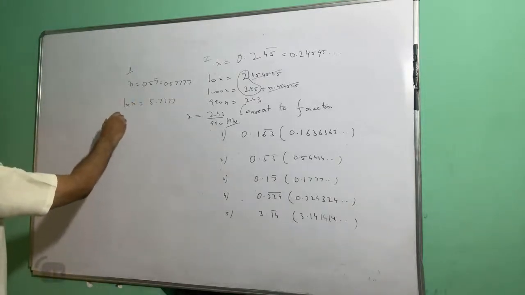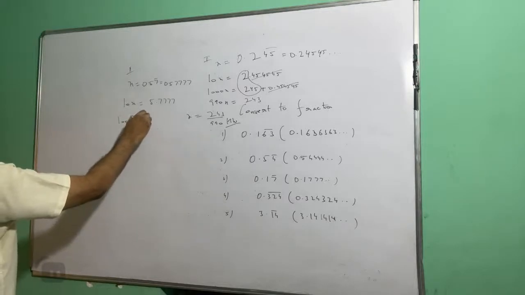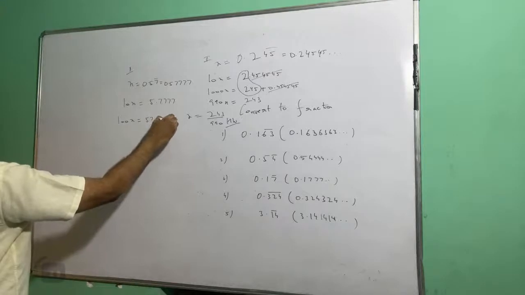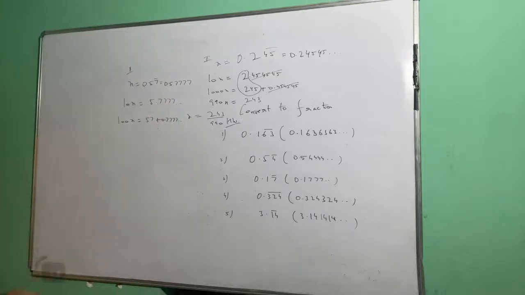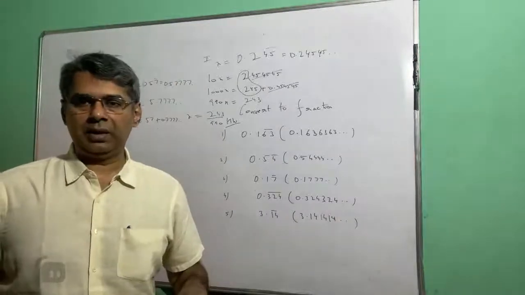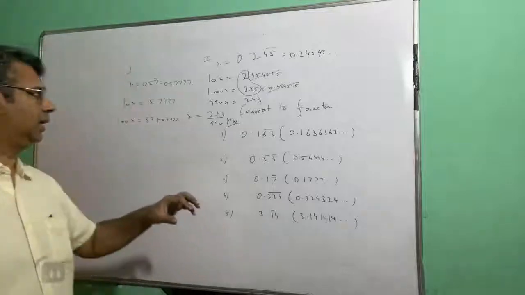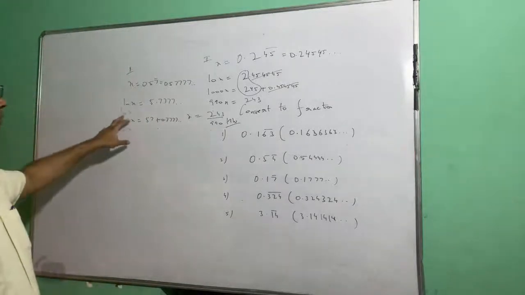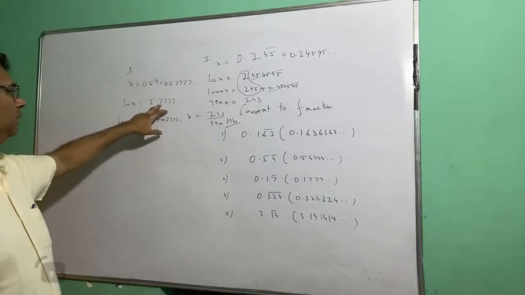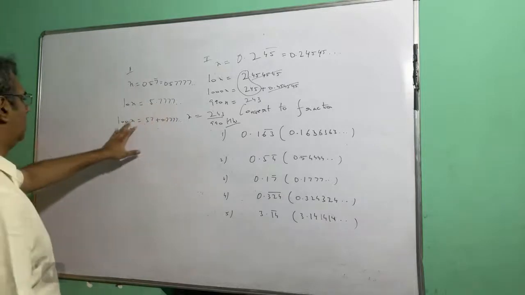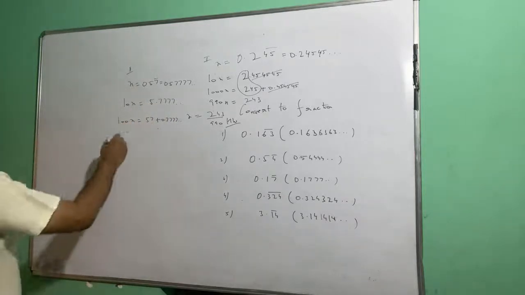Then you multiply both sides with another 10. Why? Because I told you after you have taken out the non-recurring part, you have to take out the first recurring part. So there are so many 7s, so take out one of them. So if you multiply 10x with 10, then the first 7 will come out. So 10x is 5.777, 100x is 57 plus 0.777.